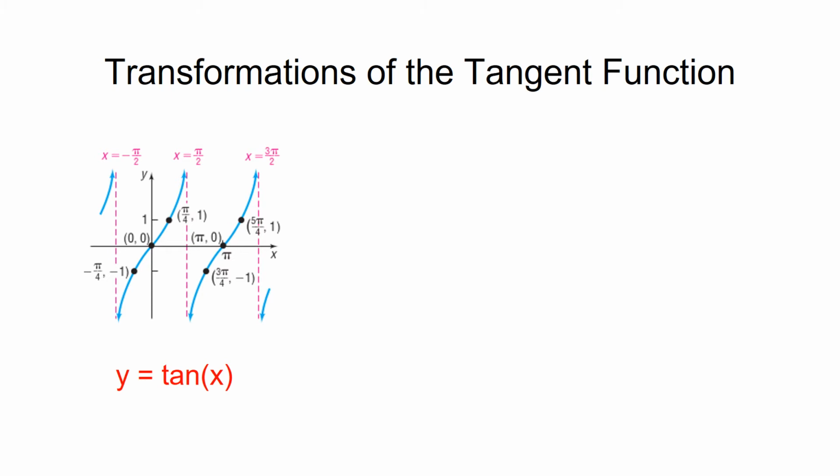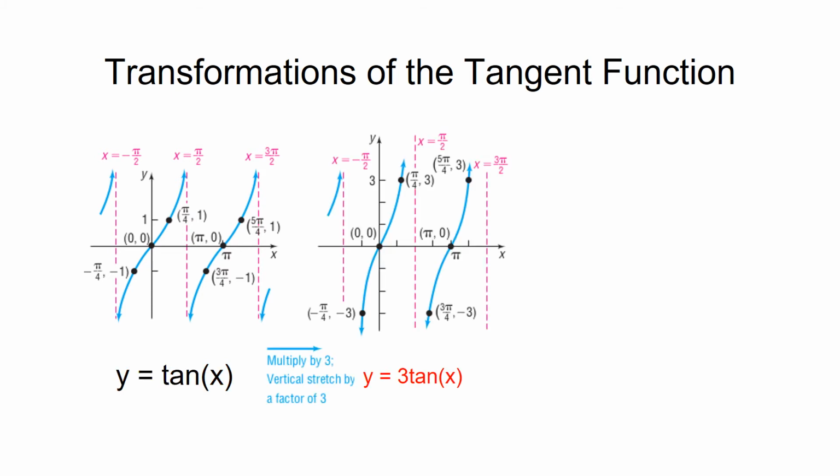Now let's look at another transformation. Again, we start with the basic tangent function. Next, we multiply it by 3, resulting in 3 times tangent of x. The graph is vertically stretched by a factor of 3.